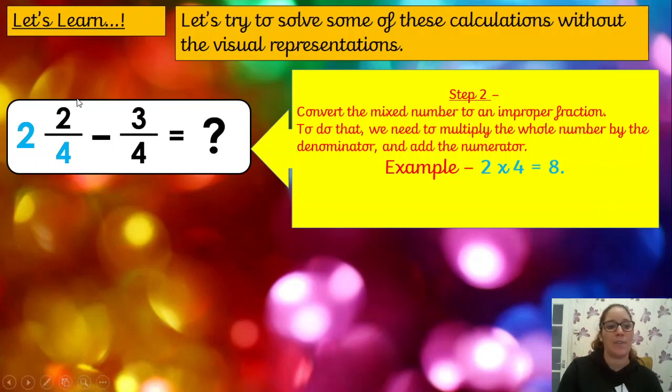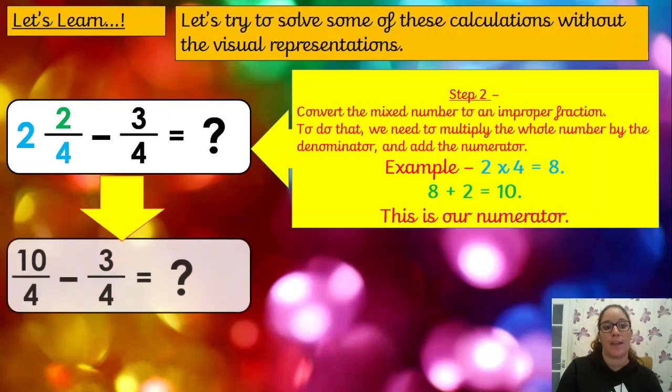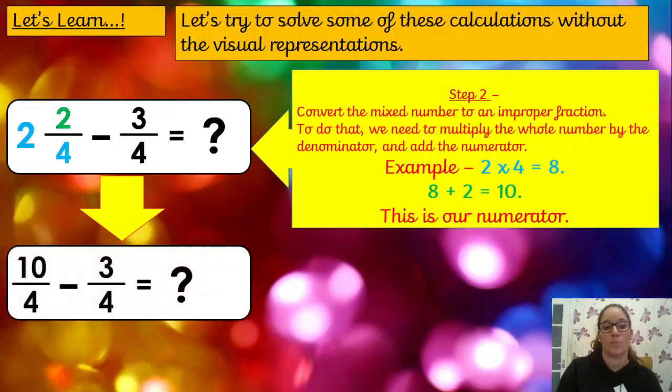Then we can't leave him out on his own, number 2 up here, we need to add him on. It's a bit lonely now because the 2 and the 4 are together, so he needs to join in. So we're going to add the 2 to the 8, which equals 10. Okay, the 10 is now our numerator, and the 4 remains the same. Okay, so we've got 10/4, take away 3/4.